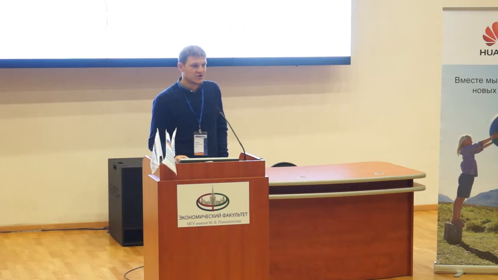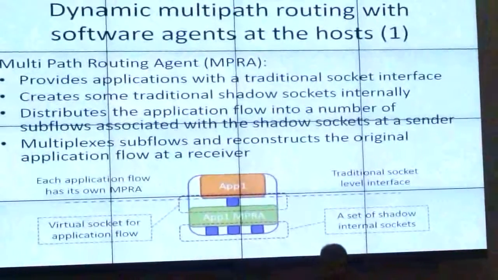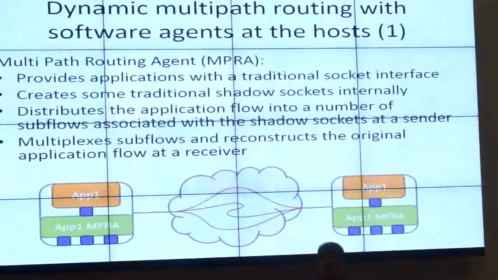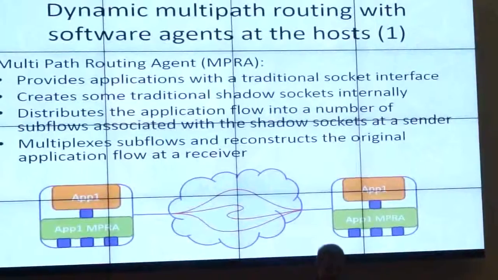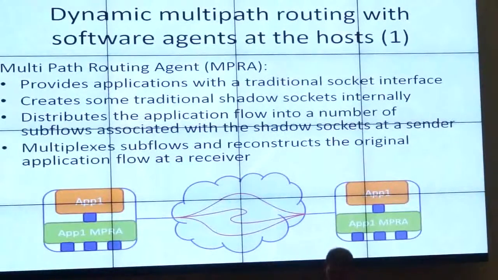So we suppose each host in the network, at least some hosts in the network actually, has a pre-installed multipath routing agent. This agent provides an application with the usual traditional socket interface, so they do not see any difference between the usual protocol stack and our protocol stack. Internally, our multipath routing agent creates a number of additional shadow sockets and actually distributes the application flow among these sockets, among a bunch of independent subflows.